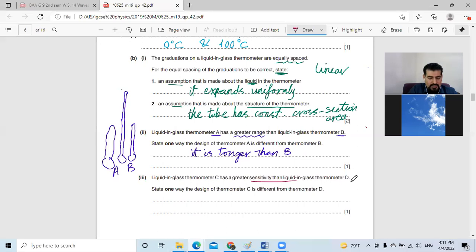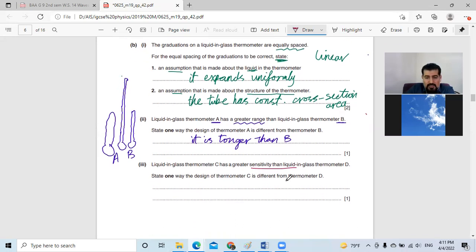When we talk about sensitivity here, we have to talk about exactly... State one way that thermometer C is different. Yes, a lot of you gave me the correct answer, bigger bulb. Bravo. What else? Maybe it's thinner. Yes, the tube is supposed to be thinner. Don't say thinner, say the tube is thinner. Or you can say it has a bigger bulb.